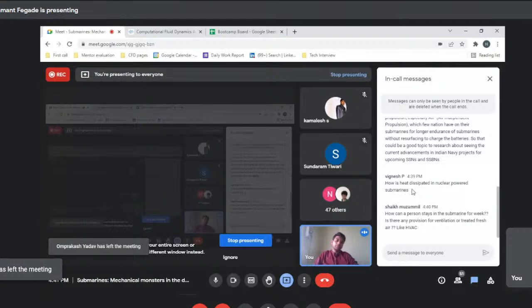How is heat dissipated in nuclear powered submarines? Okay, I actually have not heard about nuclear powered submarines. I'm not that level of expert in this domain. I have an understanding of how it operates, but it's definitely a good thing to check out. The context is that when we talk about nuclear power, it is essentially not powering the system; nuclear missiles are used for higher firepower, for enemy attacks and whatnot. The US has the biggest fleet of submarines, with a lot of nuclear missiles on board. India also has a few submarines that have nuclear missiles.